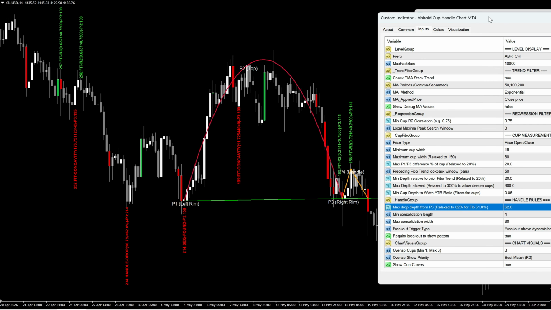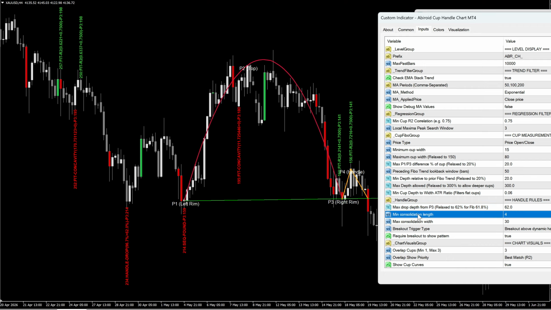Now by default, the handles, they can be 62%, so pretty big compared to the overall cup. But if you want these kinds of signals where buyers tried to go against the sellers but they kept losing, and the second try where they tried again, the trend was very weak and price broke out. If you want these very tiny handles, then change this to a much smaller number.